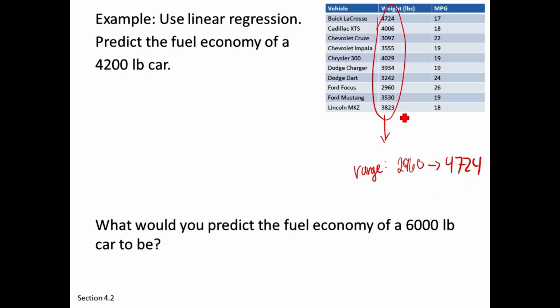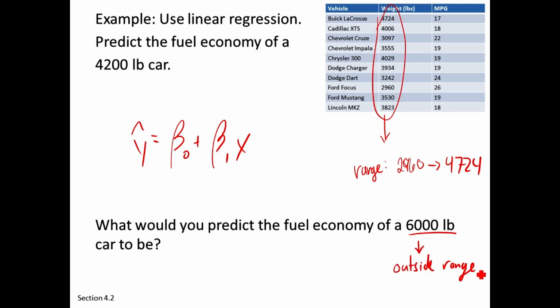And so you could fit this data and get that nice regression line. This is the way your book writes it, right? You come up with that intercept and slope for predicting the miles per gallon based on the weight. But what if you wanted to use it for a 6,000 pound car? Do you think that would be a good idea or a bad idea? What do you think? Why? Yeah, notice that 6,000 is way outside the range of the data.